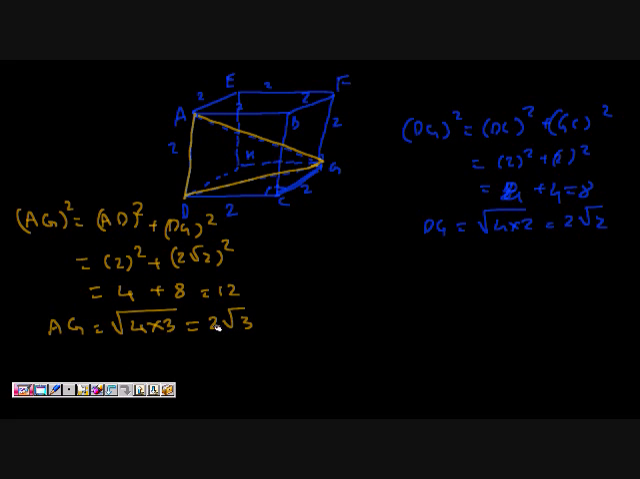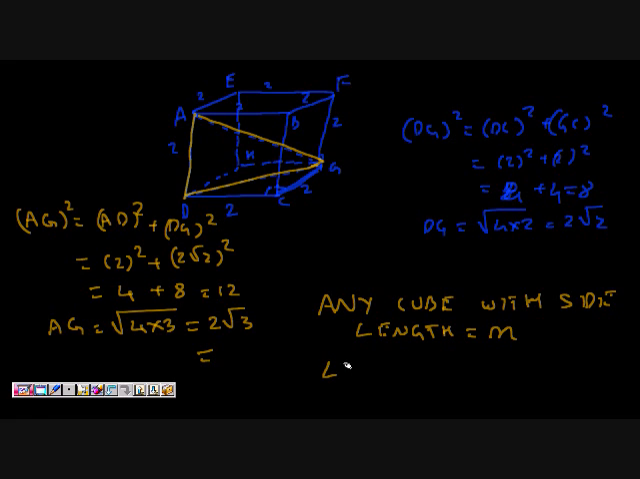So in general, we can conclude that for any cube with side length equal to n, we can say that the length of the diagonal is equal to n times root 3, n multiplied by root 3.